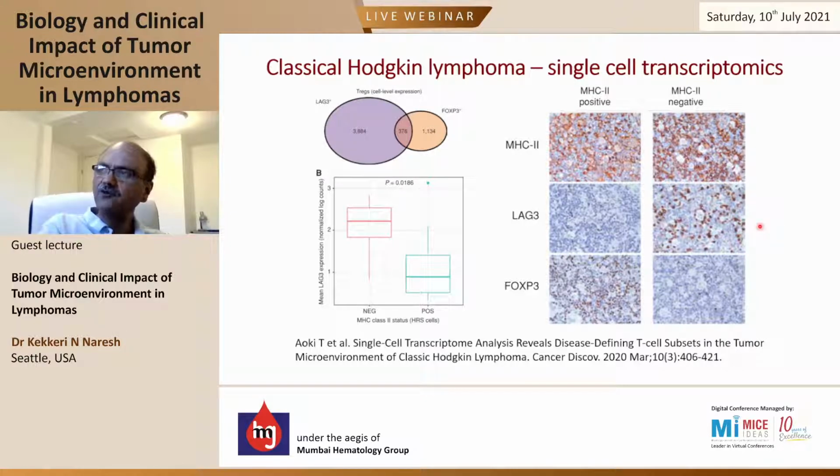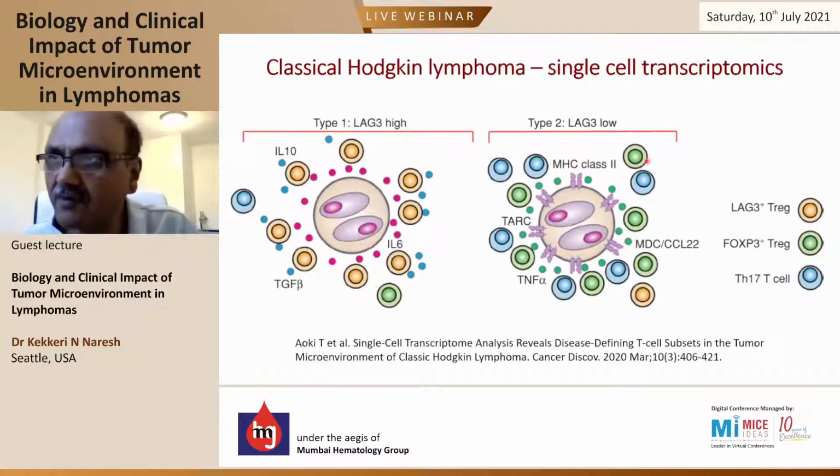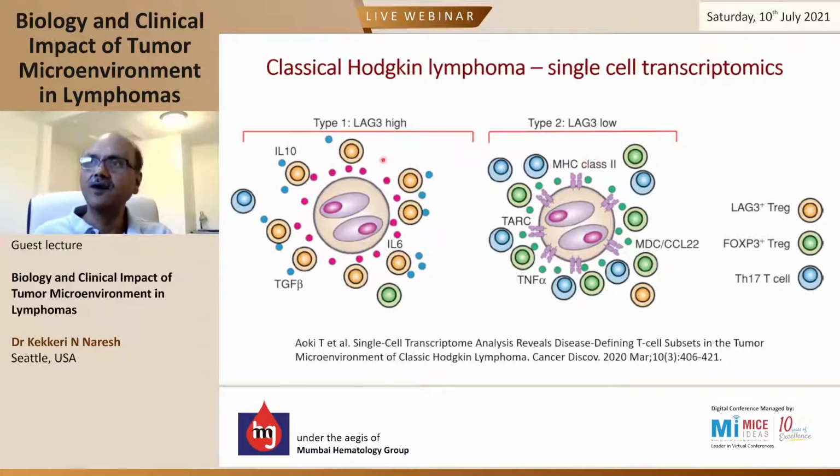So within Hodgkin lymphoma, there seems to be a dichotomy of MHC class 2 expression and of the microenvironment. One type of case has no MHC class 2 expression, and those have a high number of LAG3 positive cells and fewer FOXP3 positive cells. And those which have MHC class 2 expression have a higher number of FOXP3 positive cells and fewer LAG3 positive cells.